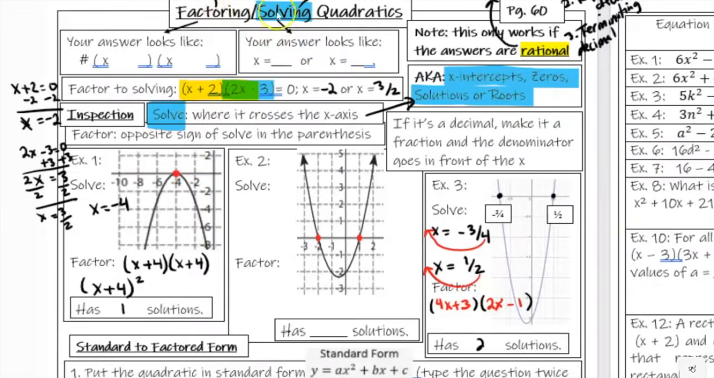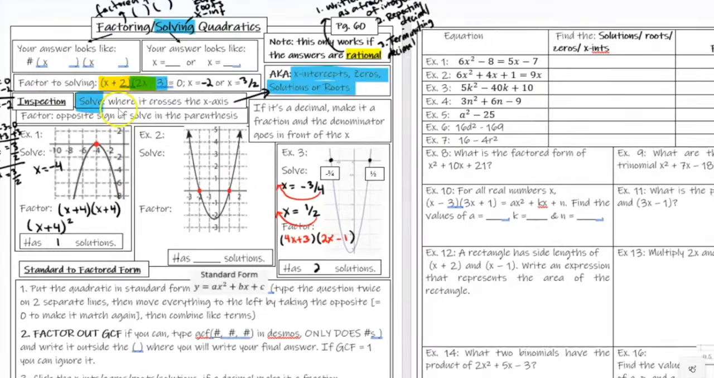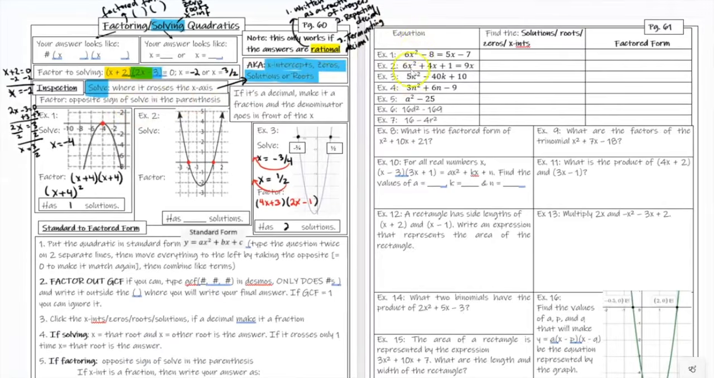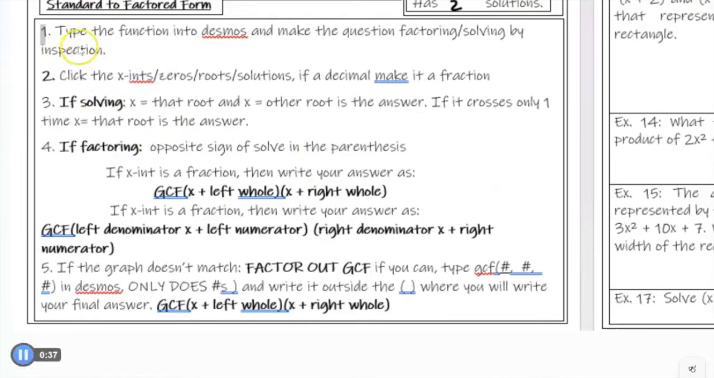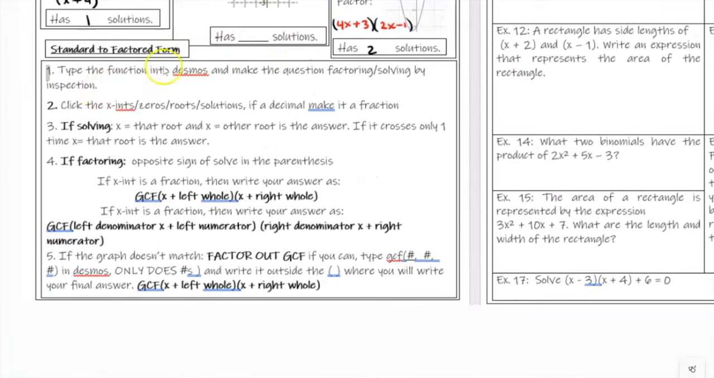Now that we've understood how to factor and solve quadratics by looking at this, the question is, when I'm given questions, if I put them in Desmos, I'm going to make it into a graph so I can do it by looking at it. These will be the steps to follow in order to do that.